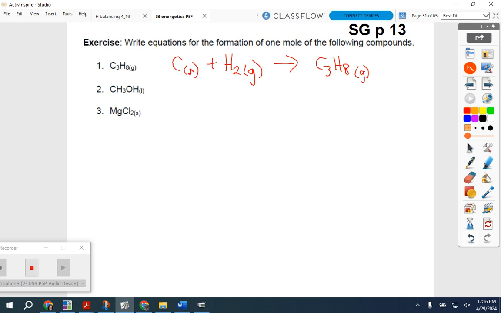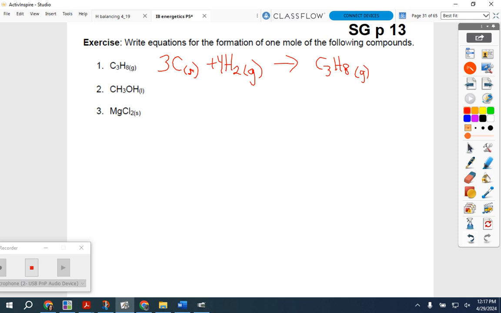Now, I have to balance this, though, because it's not currently balanced, and we have to make sure that we have enough of our reactants. So I'm going to put a 3 in front of the carbon, and I'm going to put a 4 in front of the H2 to give me a total of 8 hydrogens. Okay. So that's really all it is.